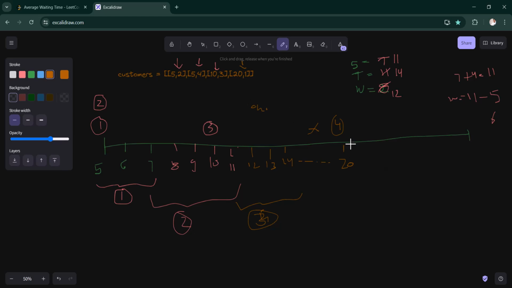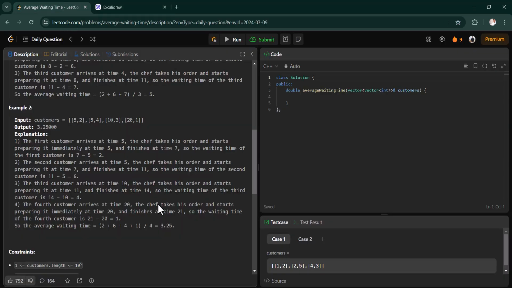Okay, so now when the fourth customer arrived at 20 unit time, the chef will immediately take his order and start preparing for it. So starting time would be 20. Why 20? Because the chef was idle previously, because from 15 to 19 there was no customer. So the chef was sitting idle, this is already given.